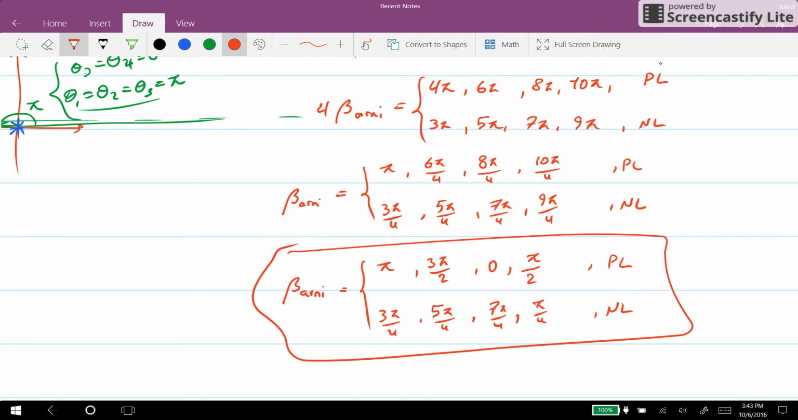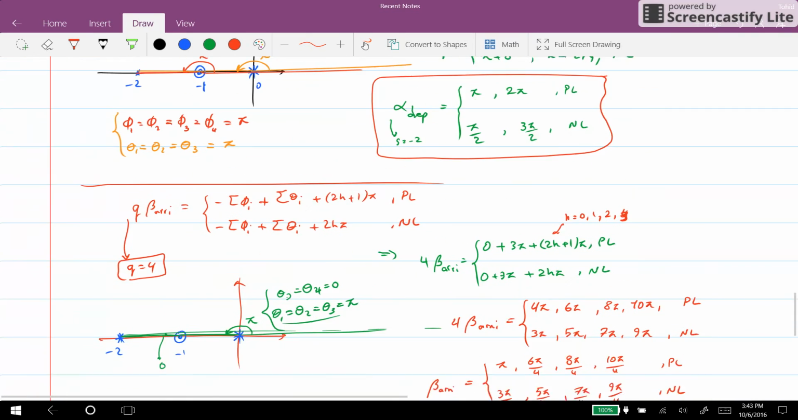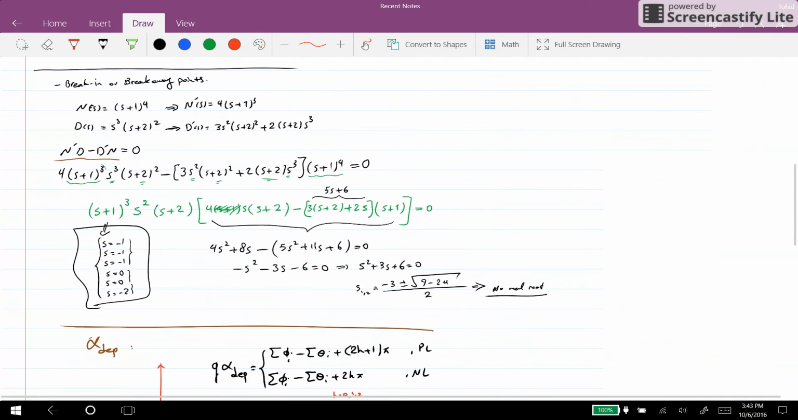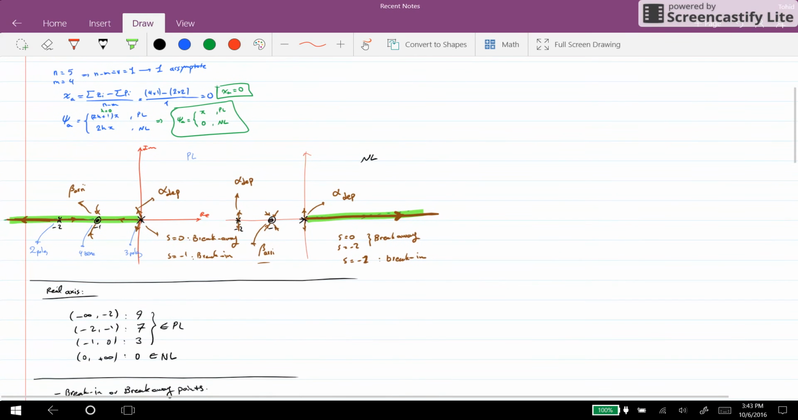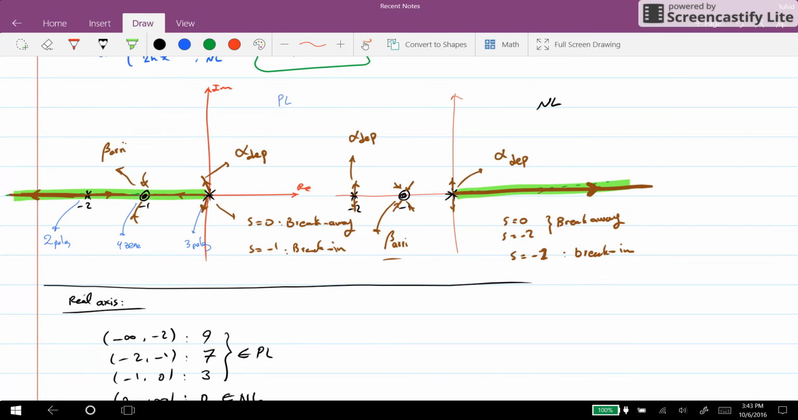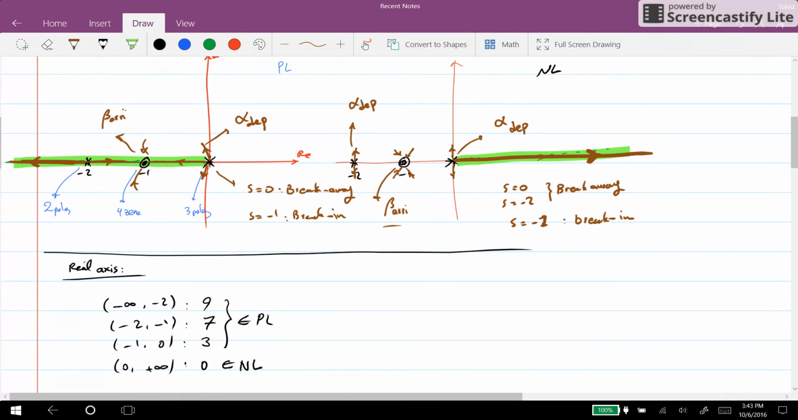So, okay, then we are done with the angles of arrival and angles of departure. Now we can go back to the plots that we had and complete them. Yes, we are here. So you can go back and double check what we have for the angles of departure and arrival. I will start with the positive locus here.